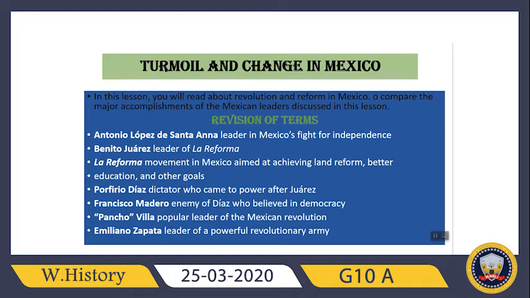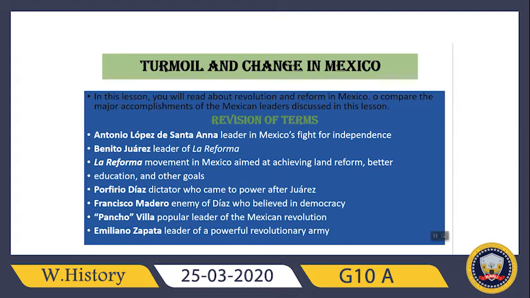Next lesson. In this lesson, you have read about revolution and reform in Mexico, and compared the major accomplishments of Mexican leaders discussed in this lesson. So in this lesson, we will revise terms like Antonio, the name of a leader in Mexico's fight for independence. And then we have Benito, who was also a leader of La Reforma. What was La Reforma? It was a movement in Mexico that aimed at achieving land reform, better education, and other goals.